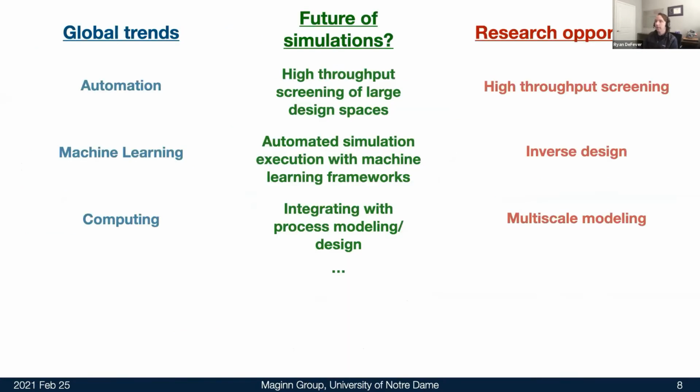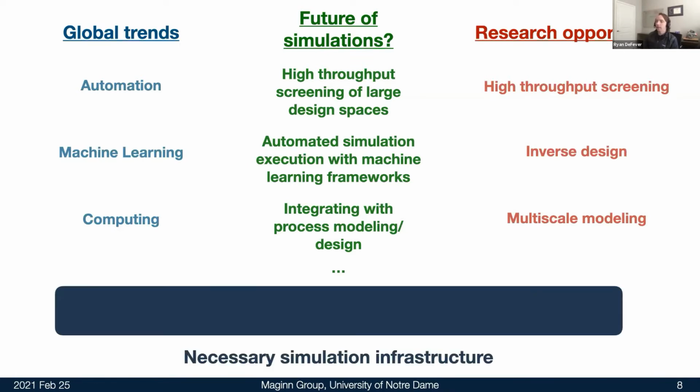So when we put these together, I see some really exciting opportunities for research in the future, thinking about high throughput screening of large design spaces, integrating molecular simulations with process modeling and design frameworks, and also even automated simulation execution, where you have some machine learning framework that's basically picking what simulation is going to be run next. Some of this is being done today, but to make this happen at a larger scale, I think we need a little bit of simulation infrastructure to build up.